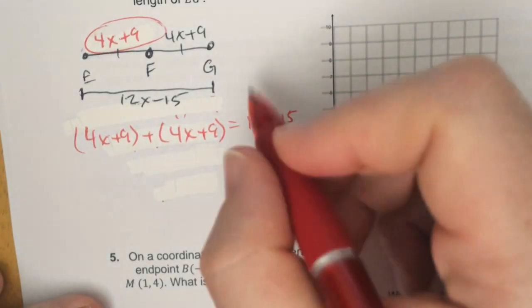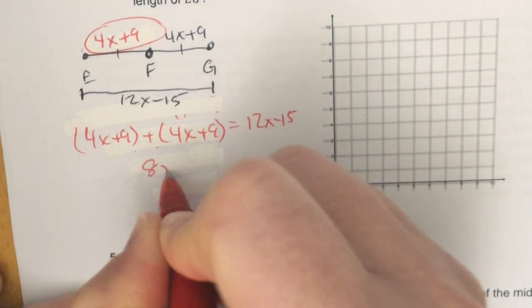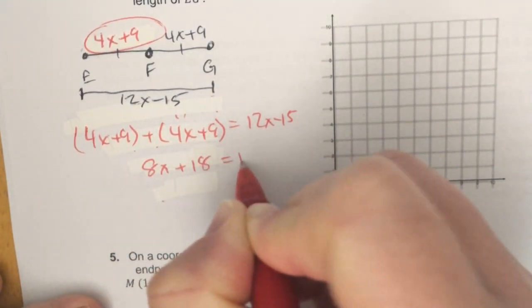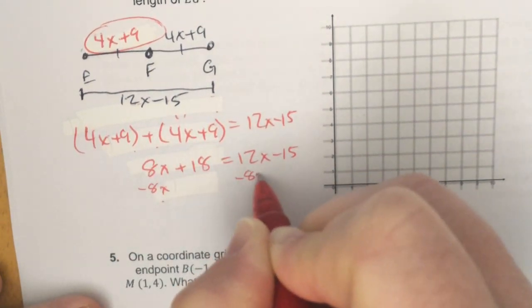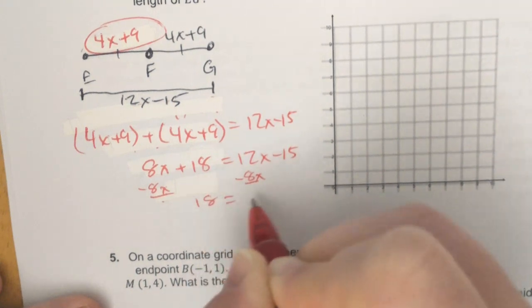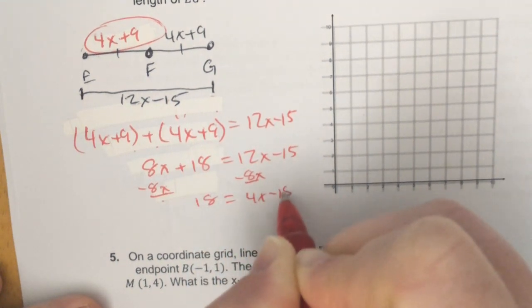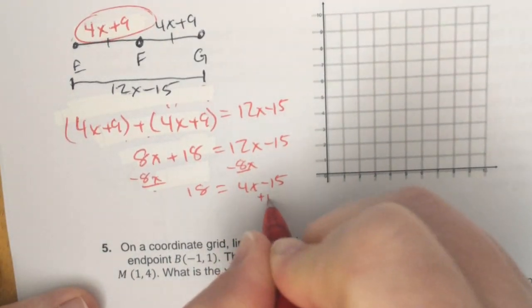All right, now I have it right. So that is 8x plus 18 is equal to 12x minus 15. I'm going to subtract 8x from both sides. I get 18 is equal to 4x minus 15. I'm going to add 15 to both sides.